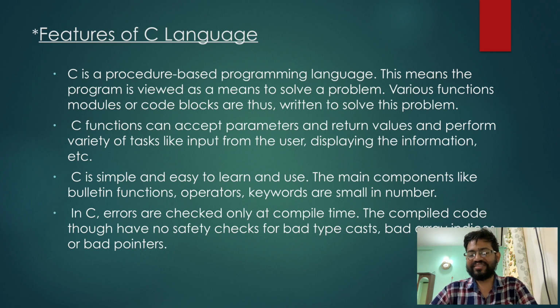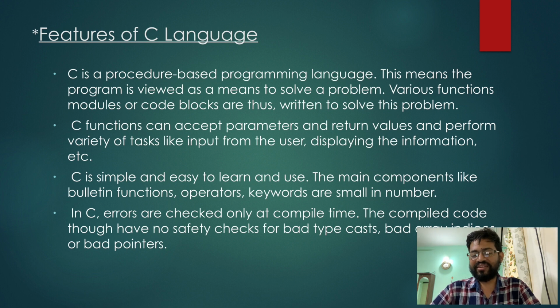Next is that C is simple and easy to learn and use. The main components like built-in functions, operators, and keywords are small in number. There are basically only 32 keywords in C language. So it is a small language and it is easy to learn.